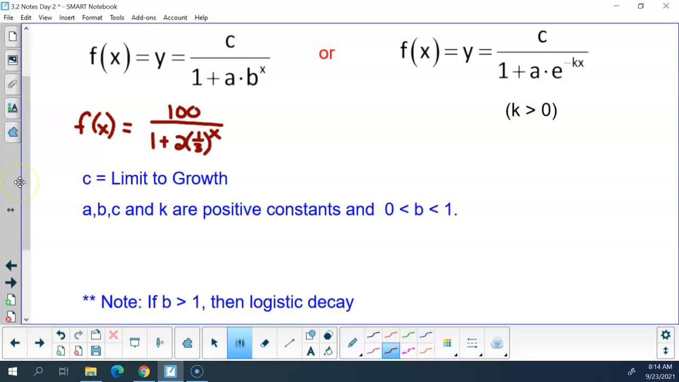Conversely, if b is bigger than 1, then it's logistic decay, or if k is less than 0, then it's logistic decay. And so then instead of exponentially growing and reaching the upper limit, we would start at the upper limit, exponentially decay, and then level off at our lower limit.